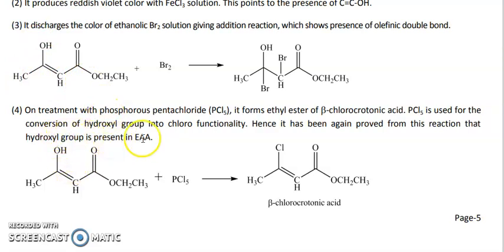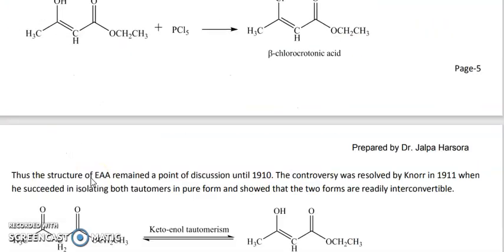Next, on treatment with phosphorus pentachloride, PCl5, it forms the ethyl ester of beta-chlorocrotonic acid. PCl5 is used for the conversion of a hydroxyl group into a chloro functionality. You know, this is a very well-known reaction. Hence, it has again been proved from this reaction that a hydroxyl group is present in ethyl acetoacetate. So this indicates a double bond. This reaction shows that if an OH group is there, PCl5 definitely reacts with this OH group and converts it to Cl, forming beta-chlorocrotonic acid. The formation of beta-chlorocrotonic acid is the evidence for the enol form of ethyl acetoacetate.